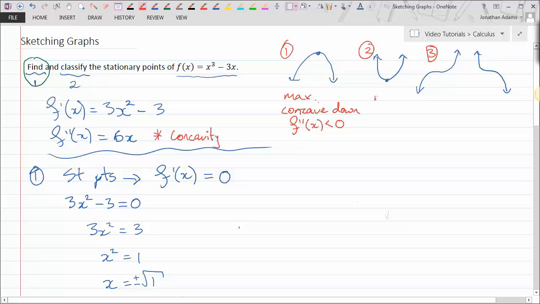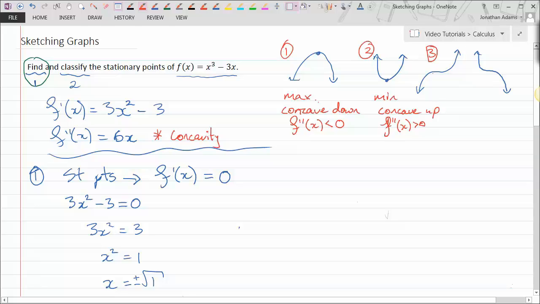Similarly, if we've got a minimum, then it's got to be concave up. And if it's concave up, the second derivative must be greater than 0. So it's going to be positive.